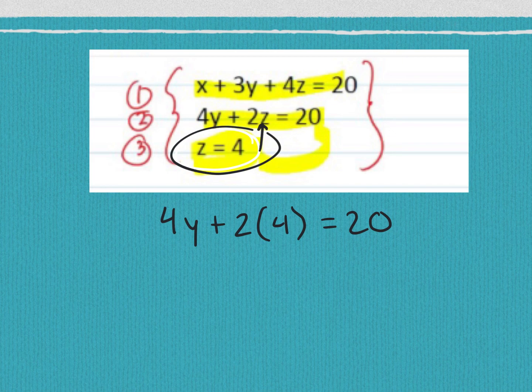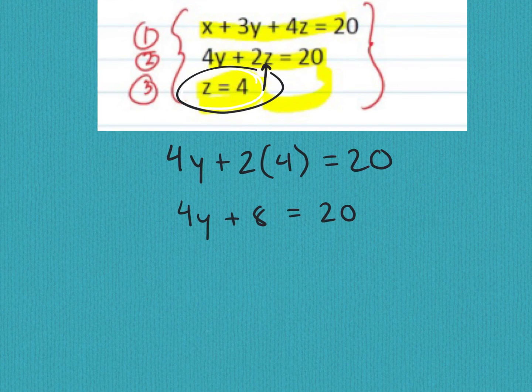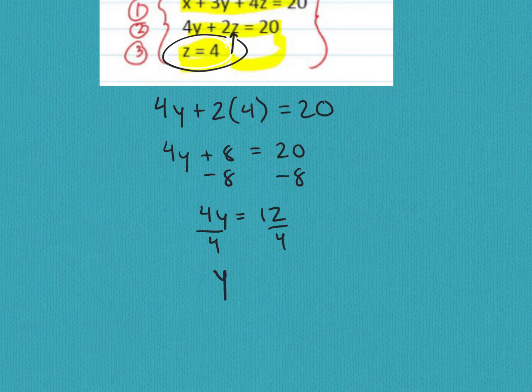And then I just solve. What do I have to do first to solve here? Multiply. So 4y plus 8 is equal to 20. What should I do next? Minus 8. So 4y is equal to 12. Then what should I do? Divide by 4. So what's y equal to? 3. So y is 3.